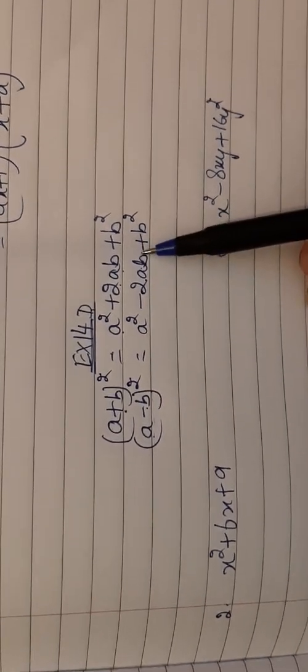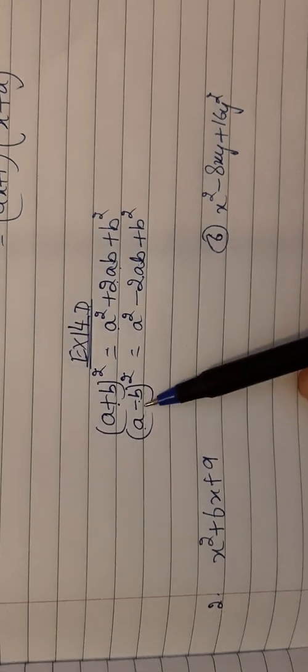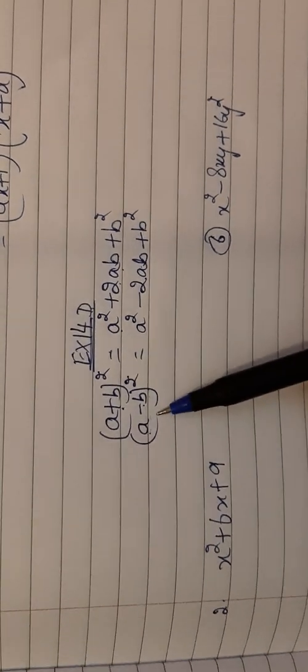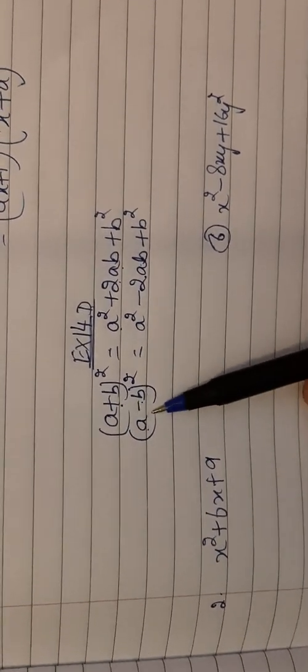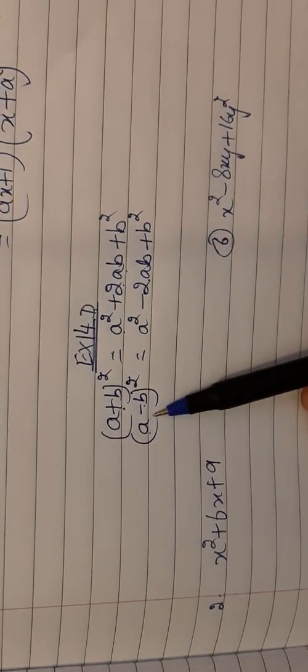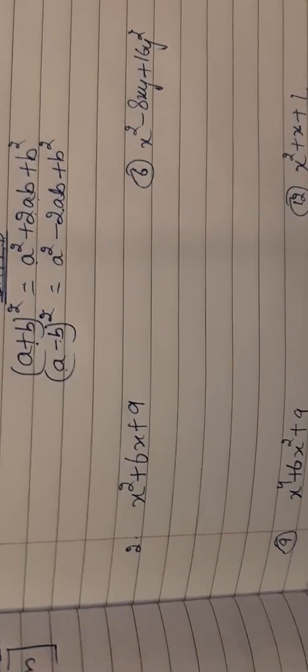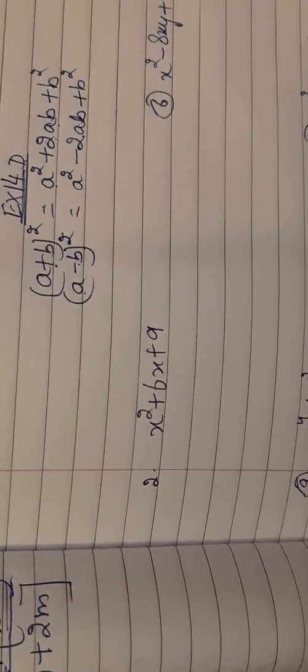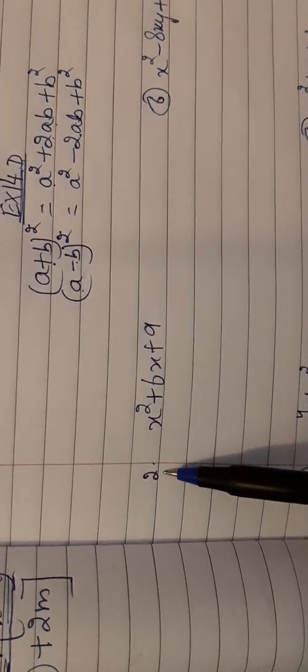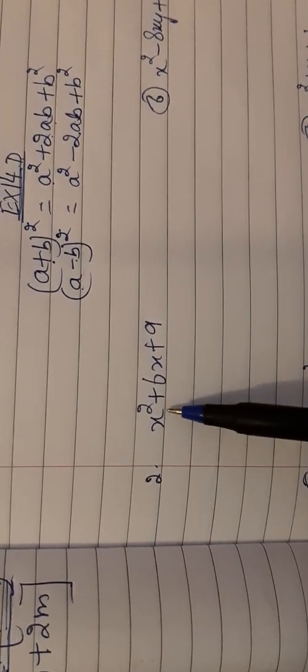Now in this exercise, we are going to move from right to left. For that, these are the two formulae which will be applied in this exercise. For that, I have noted down a few questions again and I'll explain to you how to do it. Now in the second question, you are given: factorize.